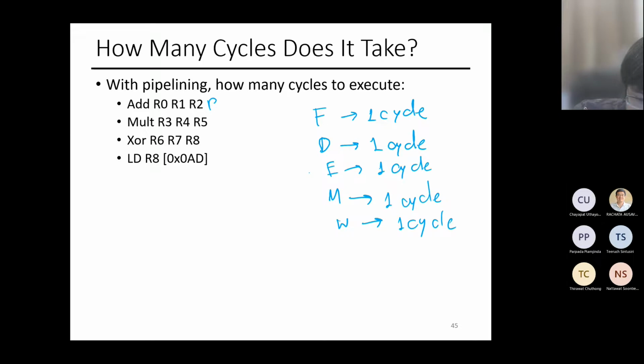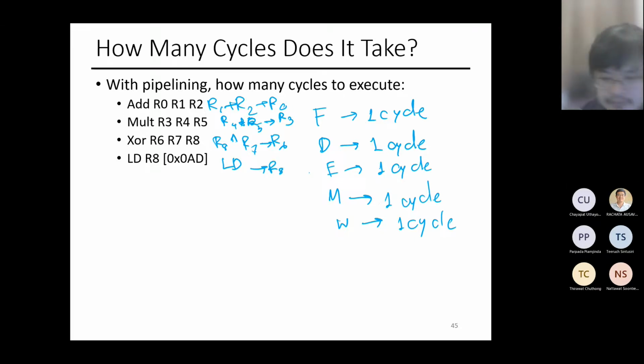And this is, I want R1 plus R2, write it into R0. I want R4 multiply R5, write this into R3. I want R8 XOR R7, write it into R6. And I want to load that address into R8. So how many cycles does it take?